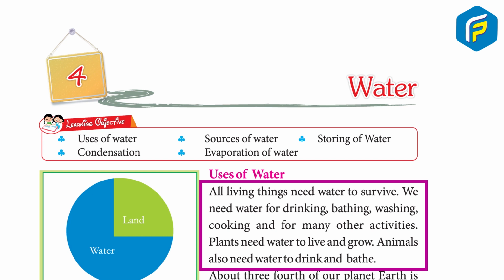We need water for drinking, bathing, washing, cooking, and for many other activities. Plants need water to live and grow. Animals also need water to drink and bathe.